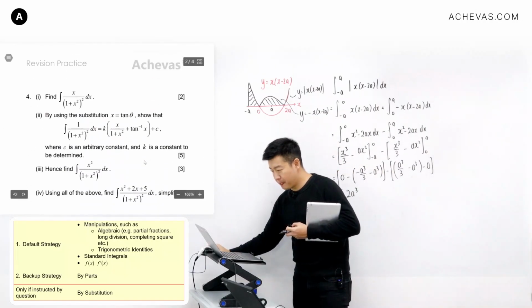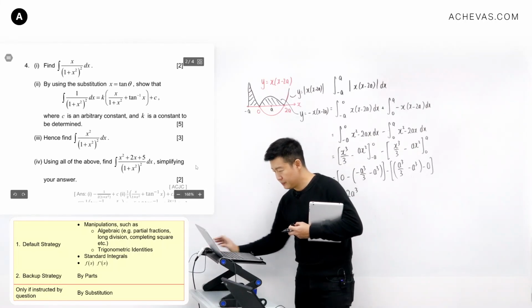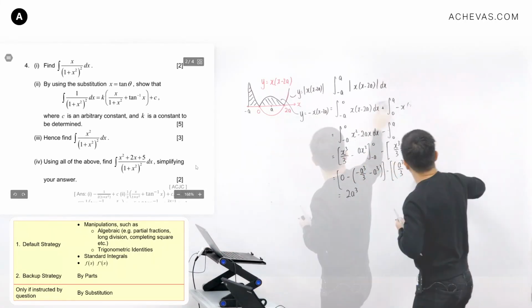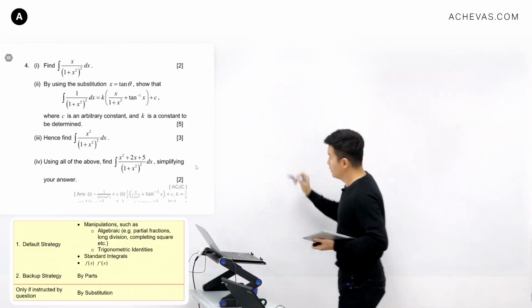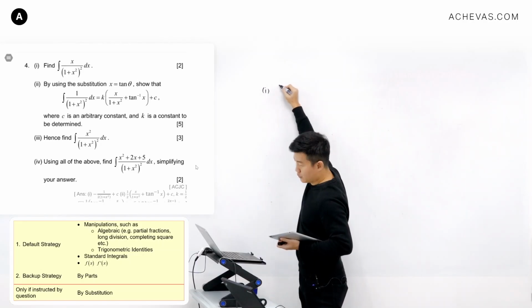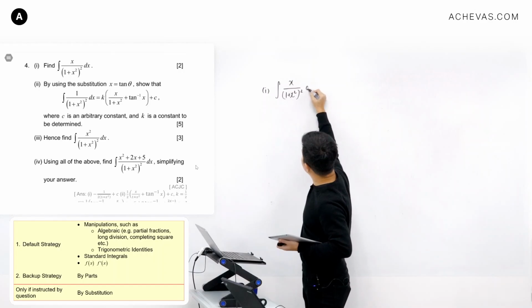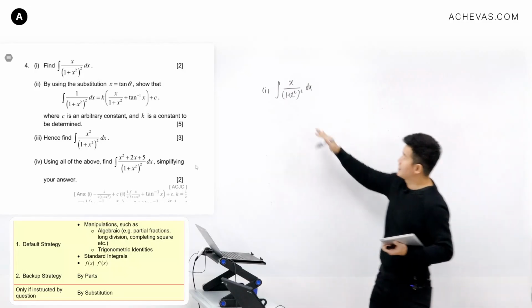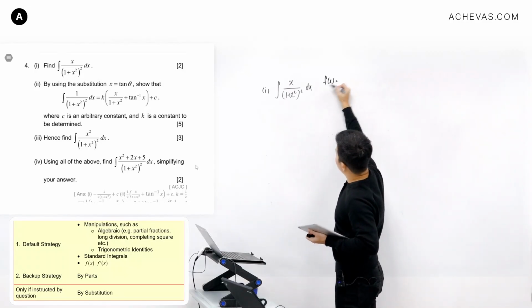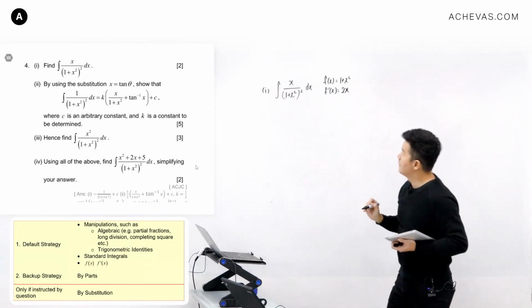Question number 4. We have this, from ACJC. Part 1. We are going to integrate x over 1 plus x squared dx. I'm going to apply f(x) f'(x) because I see the possibility that by letting f(x) be equal to 1 plus x squared, then f'(x) is just going to be equal to 2x.